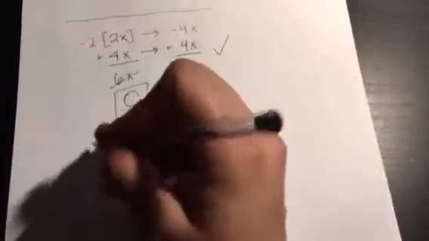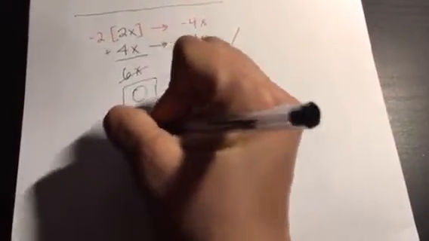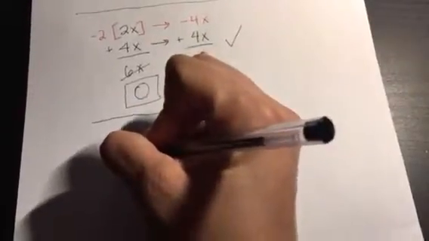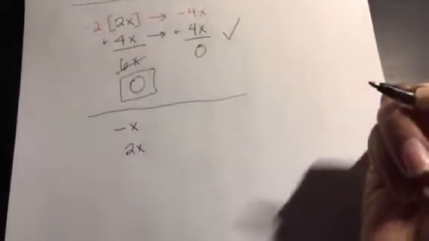Okay, so let's try another one. Say now that I gave you -x and 2x. Now you're going to ask yourself the same question. Again, if I were to add these up, I'm not going to get 0. You want to get 0. So what are you going to do? You have to multiply one of them. I'm probably going to multiply the smallest one because that would probably make the most sense.